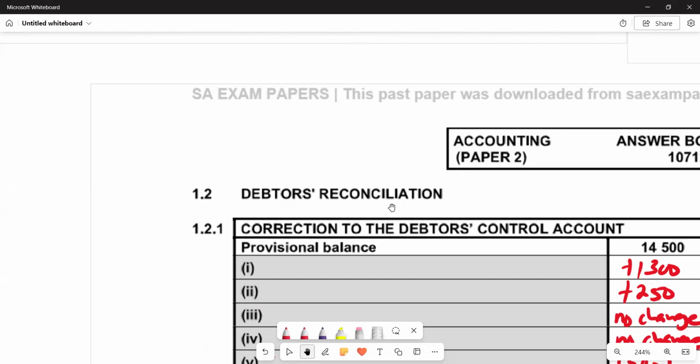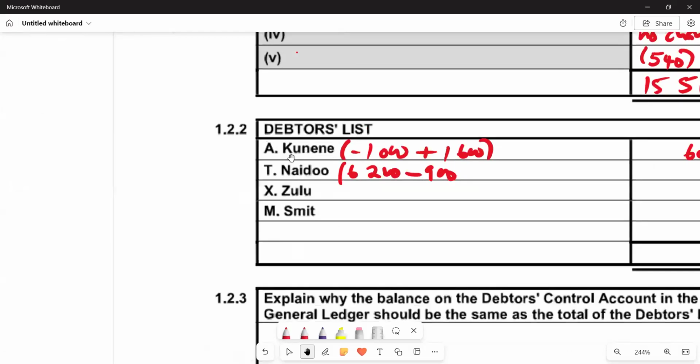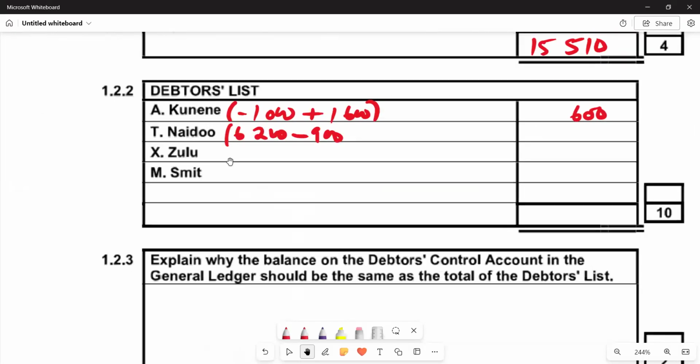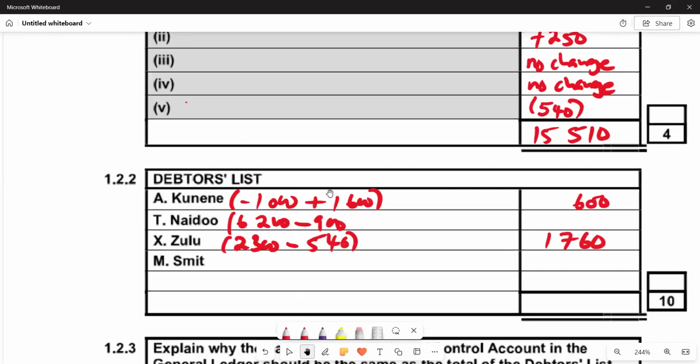And enter it as such. So we are here, we are on XZulu. On XZulu, the figure that we are given there is 2,300. Then we subtract your 540. And then the answer that we're going to get is 1,760. And this is what we have. Then we try to see again if we have got any other adjustments that need to be done.